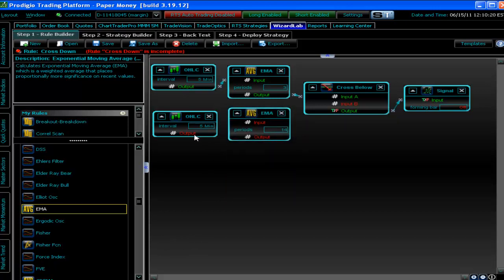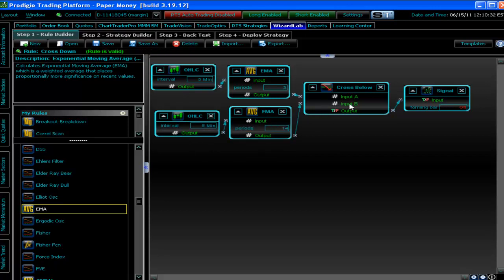When I drag this out, I can just move it into position, and I can say, as the system receives OHLC data, send that output into the input of the exponential moving average function. Send this output into input B of the cross below. And sometimes there's multiple inputs. For example, cross below, you have to have two things that cross in this case. So I'll change this back to 20. And that's the simple cross down operator.